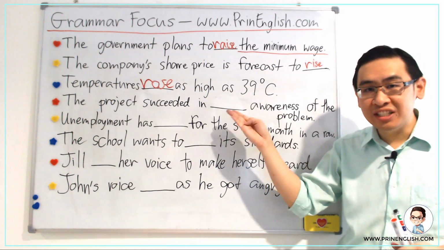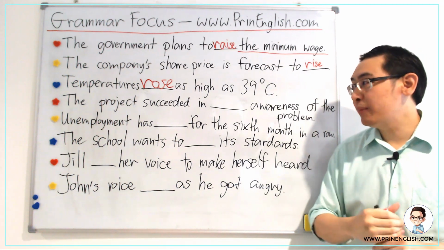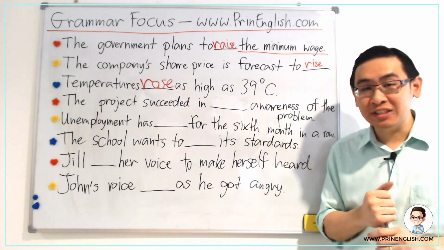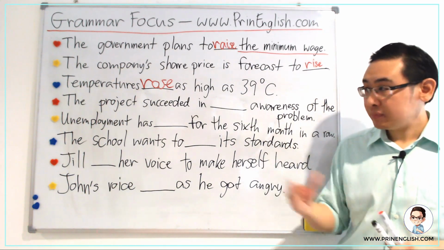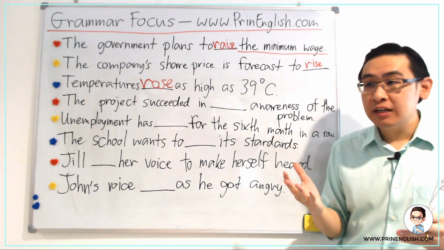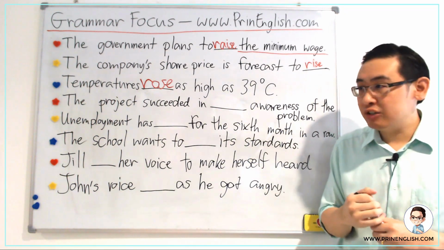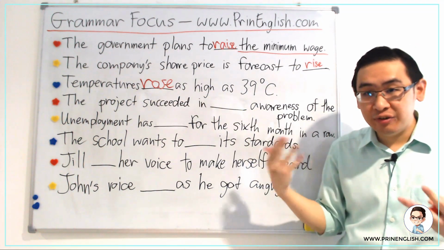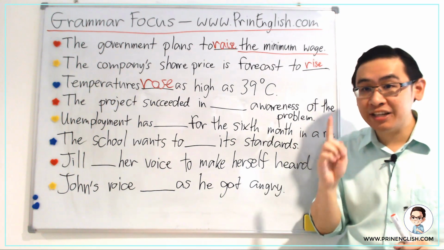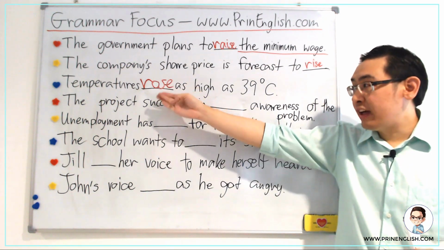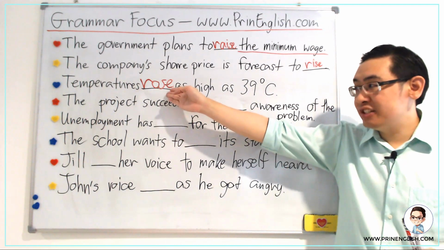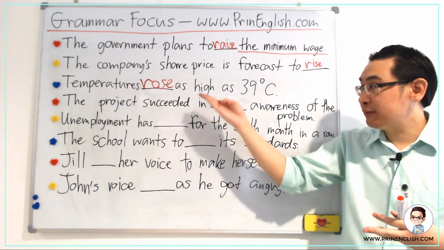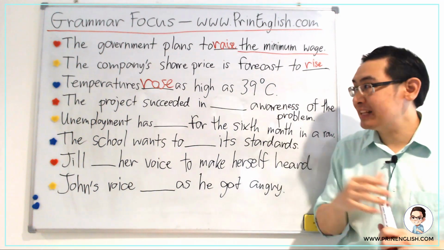as 39 degrees Celsius. Now for this one, if you wrote other tenses of the word rise, it's also correct. So if you wrote maybe the temperatures are rising as high as 39 degrees Celsius, that's also correct as long as you use the word that comes from rise, since there's no object.